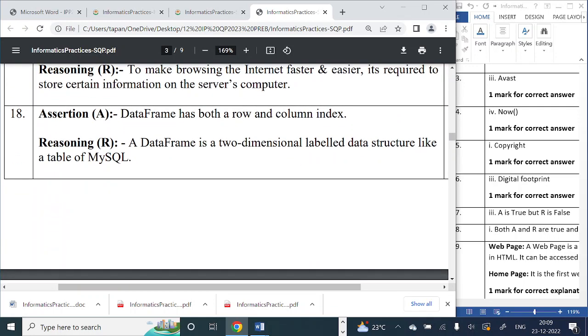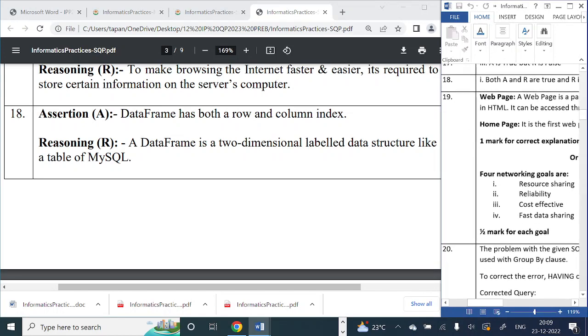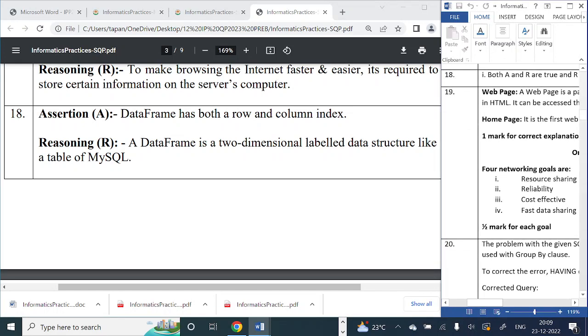Yes, now question number 18, you can pause, you can solve yourself and then you can check from the answers. You can see here all the answers are also given. So whichever question is there, you can solve yourself. Pause the video, solve yourself, check from the answer which one is correct.